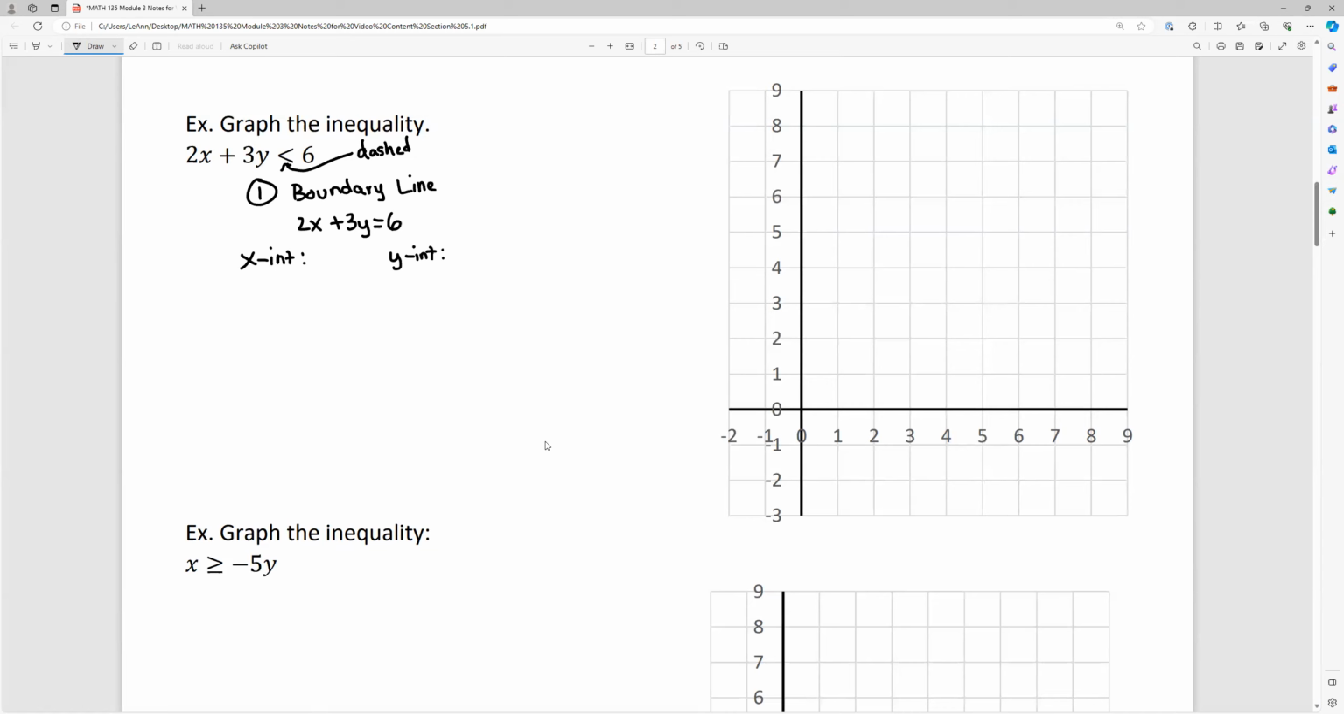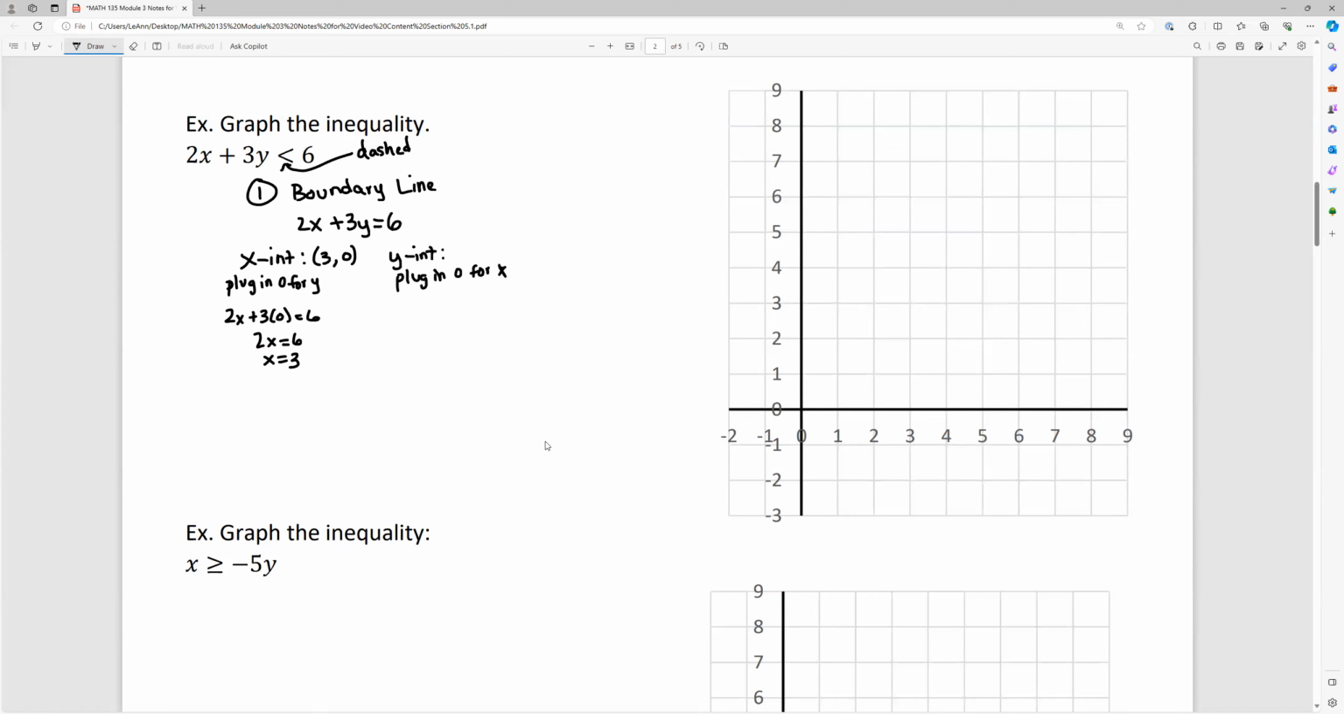So if you want to find your x-intercept, you're going to plug in 0 for y. So that's going to be 2x plus 3 times 0 equals 6. That'll just be 2x equals 6 or x equals 3 if we divide both sides by 2. But that is not just x equals 3. It is an ordered pair because we plugged in 0 for y. So that would be 3, 0. That's our x-intercept.